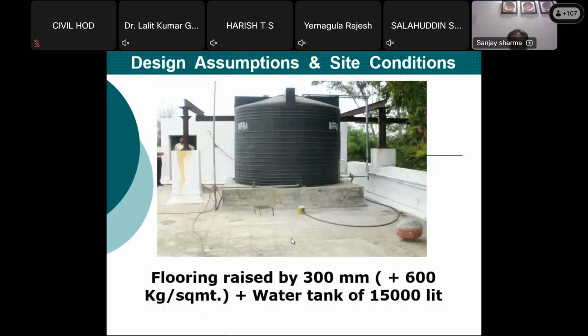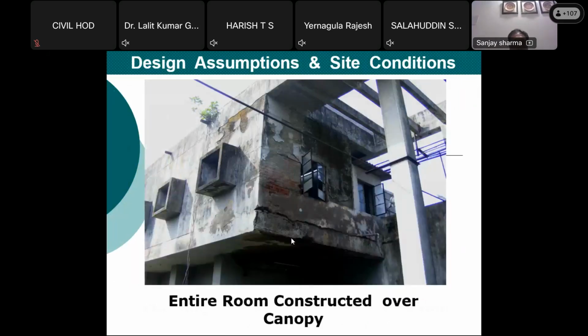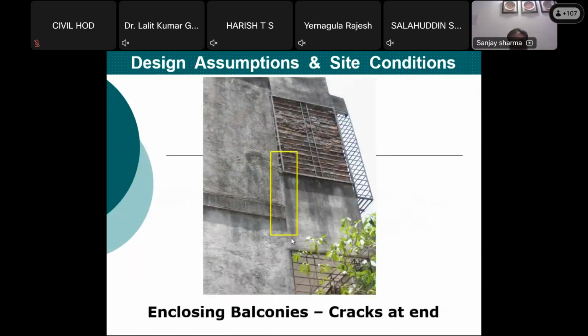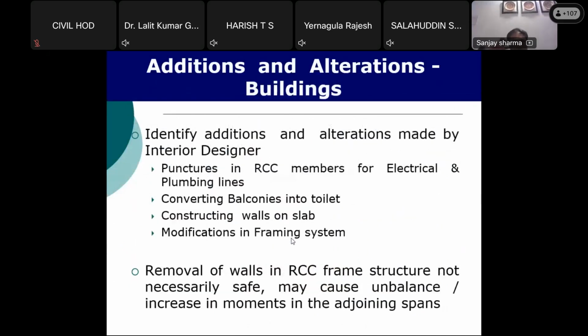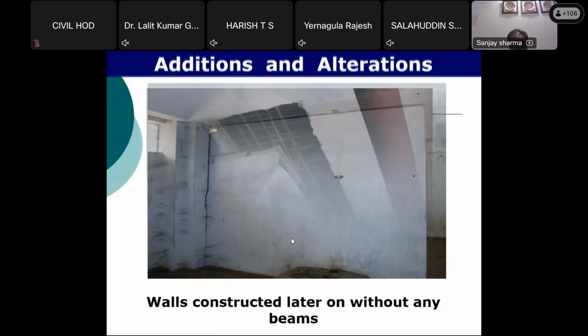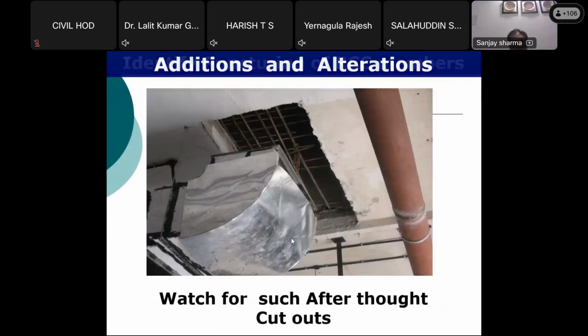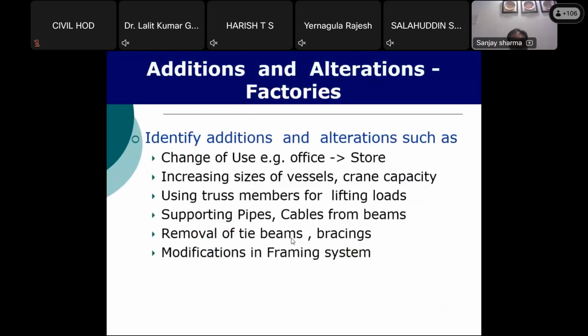This shows how we change the conditions of a structure, and this is a very common thing. Many times people carry out additions and alterations: one particular wall has been built and a duct removed, a hole has been made in the column, wrong installations, additions, alterations, etc.